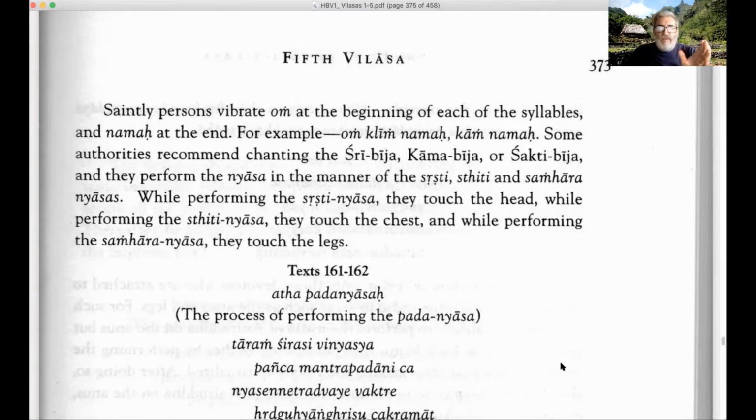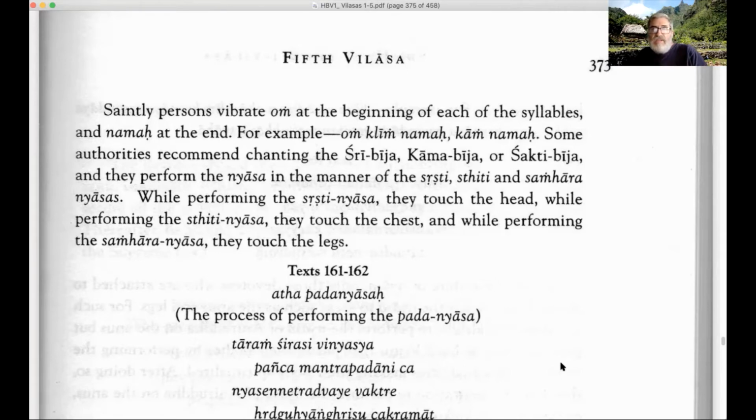Some authorities recommend chanting Shri Bij. Shri Bij is Shrim, Kama Bij is Klim, and Shakti Bij is Hrim. Some authorities say you should use these other Bijas, and there are some other reasons also why people might chant these other Bij mantras. The Shakti Bij, Hrim, adds power to the mantra. Kama Bij is used normally in Krishna worship. The Shrim Bij represents Radha or Priya, or the Shakti of Krishna, or Lakshmi, and therefore that can also be added.